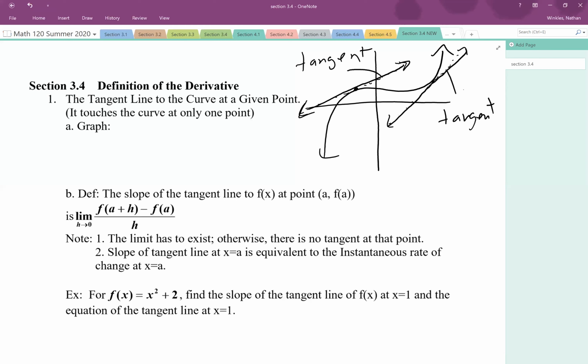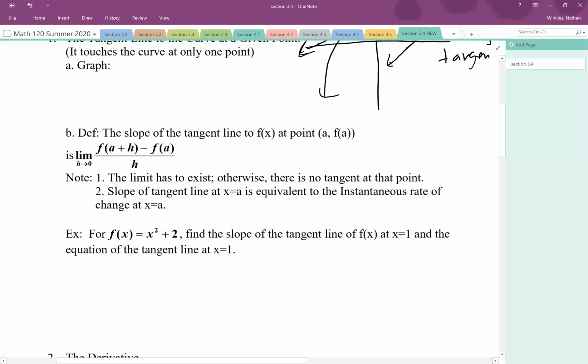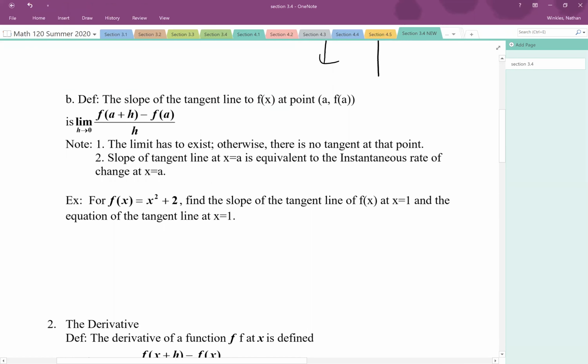Now, the question is, how do we find some characteristics about this tangent line? Well, we look at our definition. So the slope of the tangent line to f of x at the point a comma f of a is given by the limit as h goes to 0 of f of a plus h minus f of a all over h.